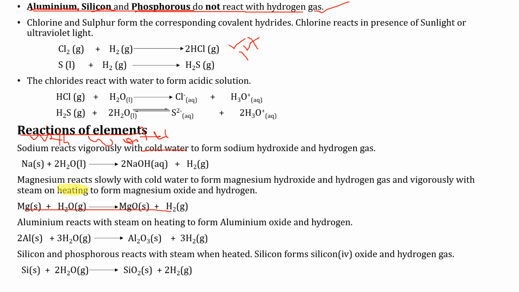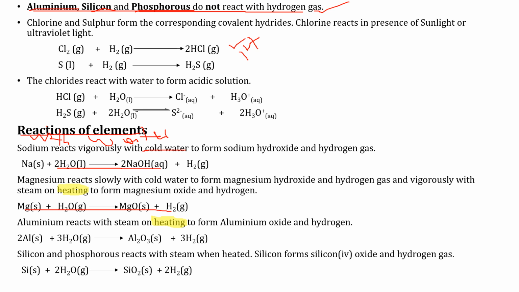Now notice that whenever we react anything with steam, we always form an oxide, but whenever we react anything with water, we form a hydroxide. Take note of that. So magnesium will always react with steam to form magnesium oxide, and the other product is going to remain the same, which is always hydrogen gas. Now all other elements are going to react in the same way. So aluminium is also going to react with steam on heating. I said conditions are very important. Without writing conditions, you are not awarded any marks. So aluminium is going to react with steam on heating to form aluminium oxide and hydrogen.